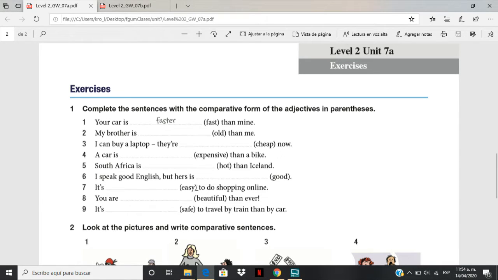Easy has an ending in Y, so easier. Beautiful, it's a long word, more beautiful. 9, safer. So try to write down the complete sentence in the chat if you want to practice. Yes, just choose one sentence and write it.